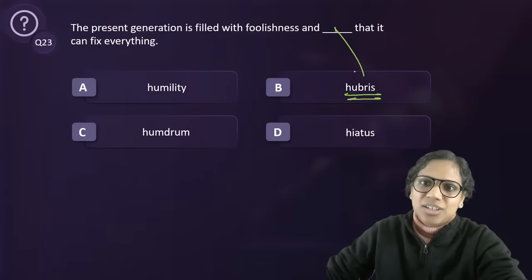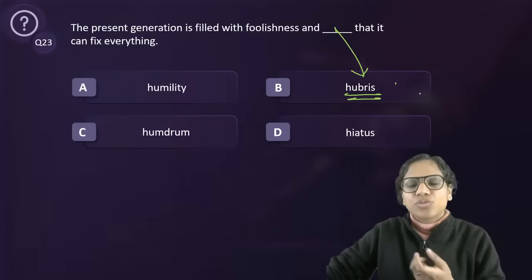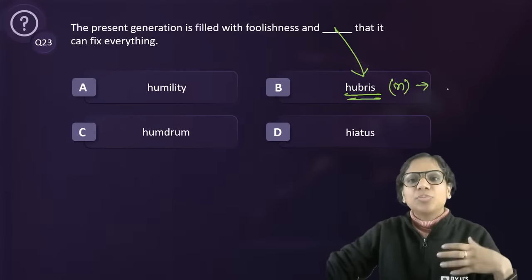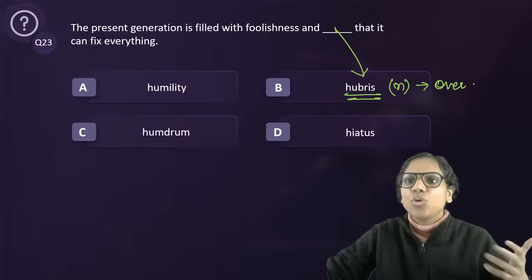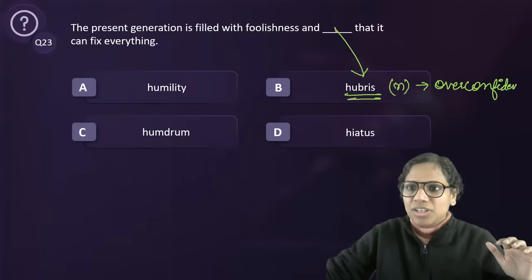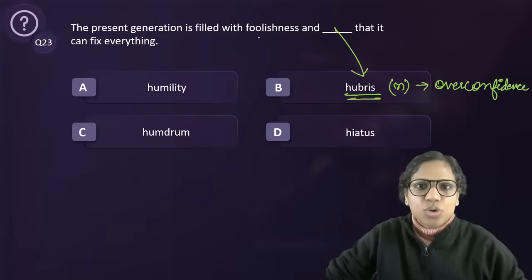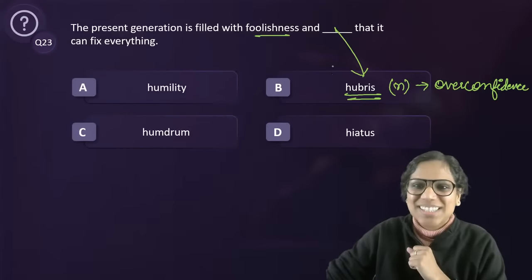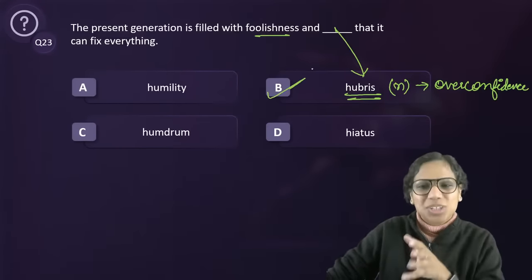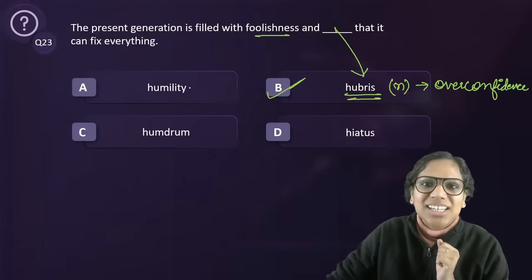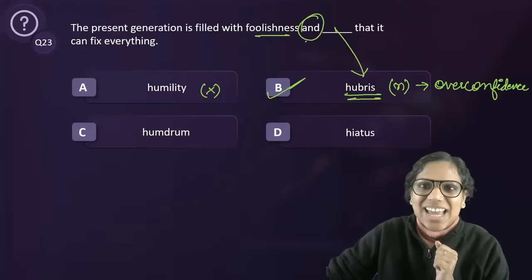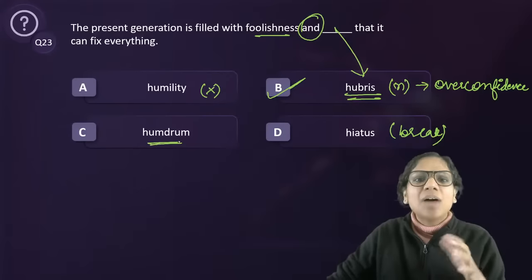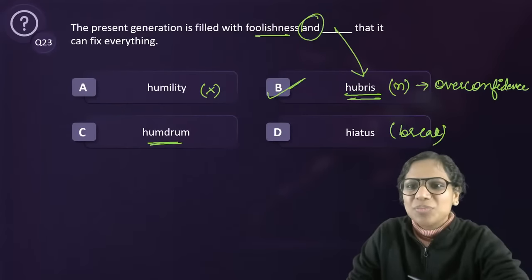Hubris is the answer. This word itself comes from, I think, Greek mythology. Hubris is extreme pride in yourself, so basically overconfidence. That is hubris: arrogance, pride, overconfidence. So the present generation is filled with foolishness and hubris. All right, I don't believe this, but somebody's written this sentence. Foolishness with humility does not match; there's an and here. Hiatus is a break, which does not make sense here at all. Humdrum activities of the day. What are the humdrum activities of the day?